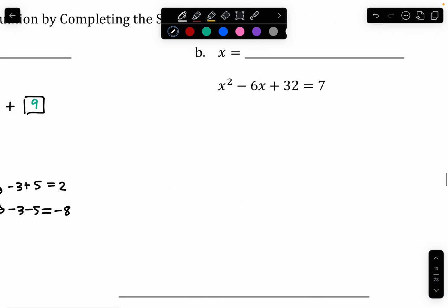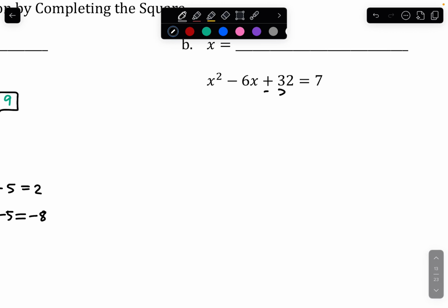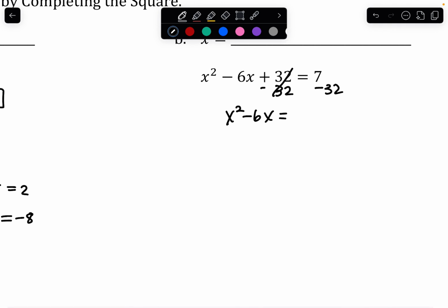Okay. Here, we need to set up and move the constant to the other side. This is the only method where we put the constant on the right side instead of setting it equal to 0. Okay, and so we have 7 minus 32, which is negative 25.